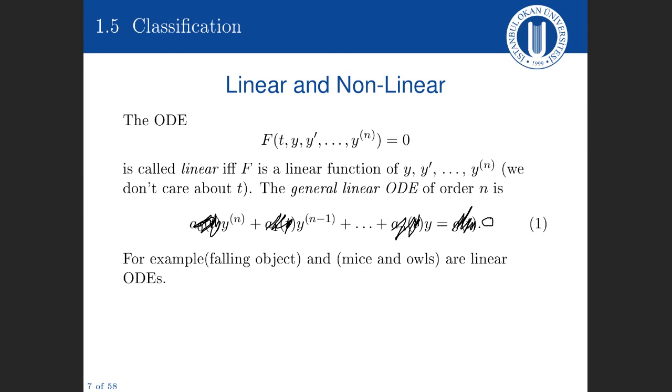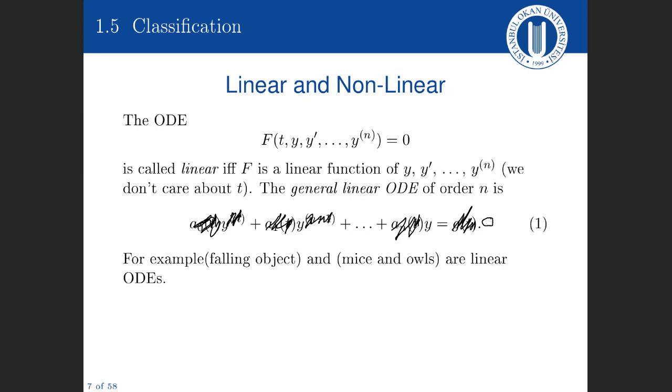And forget about the derivatives of y. We're not worried about the derivatives for now. So cross out the derivatives. What are we left with? We're left with y plus y plus y plus y plus y plus y equal to 0. This is what a linear equation looks like.